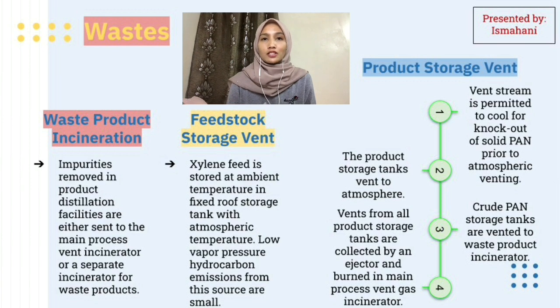For feedstock storage vents, xylene feed is stored at ambient temperature in a fixed roof storage tank. Low vapor pressure hydrocarbon emissions from this source are small. For product storage, the vent stream is permitted to cool for knockout of solid phthalic anhydride prior to atmospheric venting. The product storage tanks vent to atmosphere. For crude phthalic anhydride, storage tanks are vented to the waste product incinerator. Vents from all product storage tanks are collected by an ejector and burned in the main process vent incinerator.